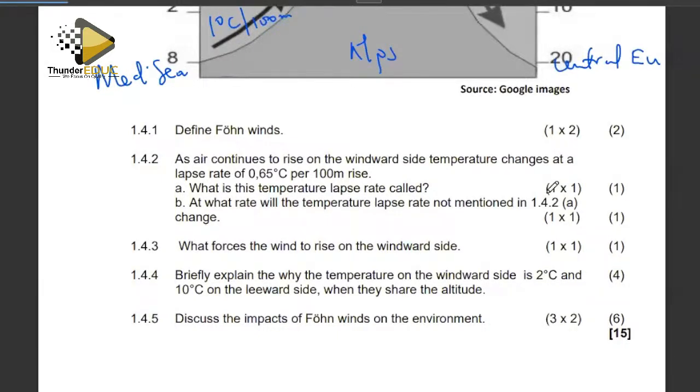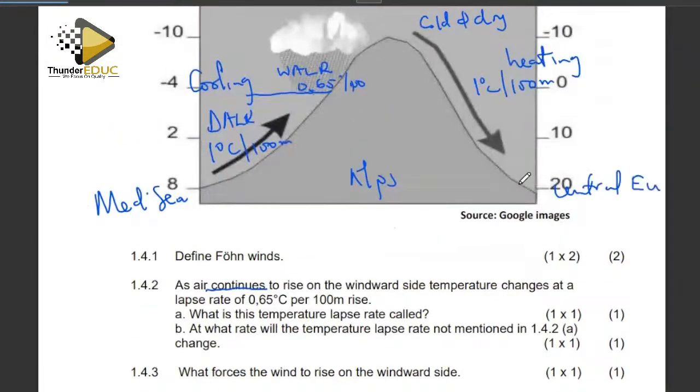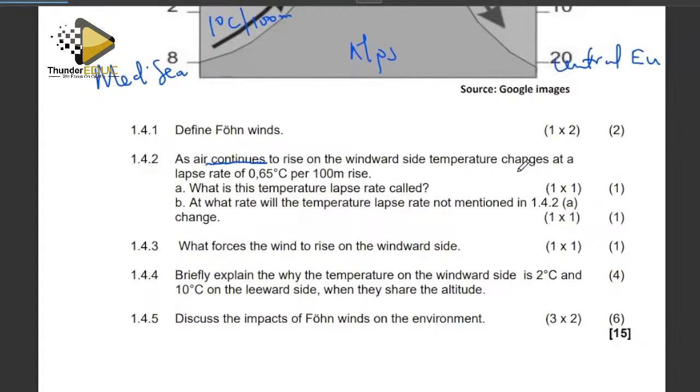Right, for that reason, what is this temperature? It says as the air continues to rise on the windward side, the temperature changes at a rate of 0.65 per 100 meters rise. As it continues, that is the guideline, which means it's not the initial rising. As it keeps on rising, the rate becomes that one. So what is the temperature lapse rate called? The lapse rate here is the wet adiabatic lapse rate, or what we call the saturated adiabatic lapse rate.